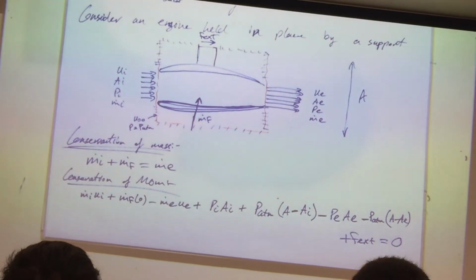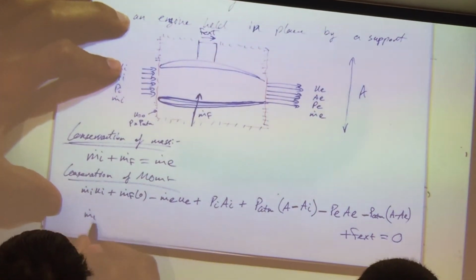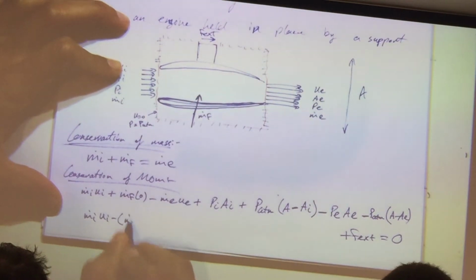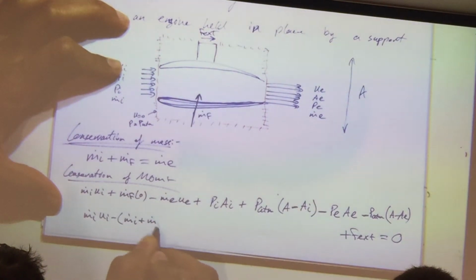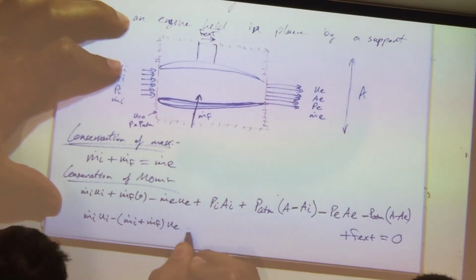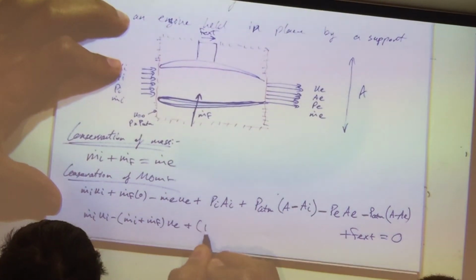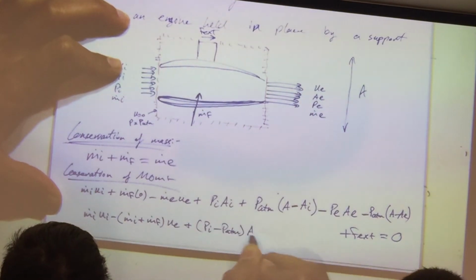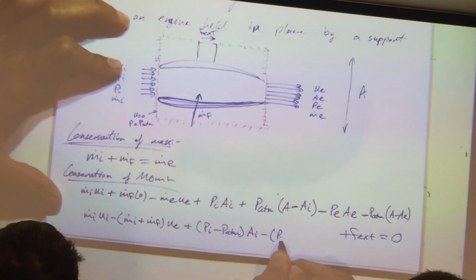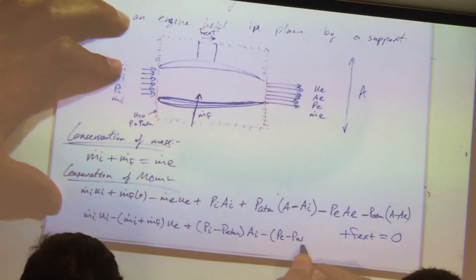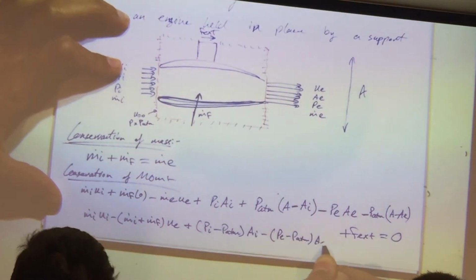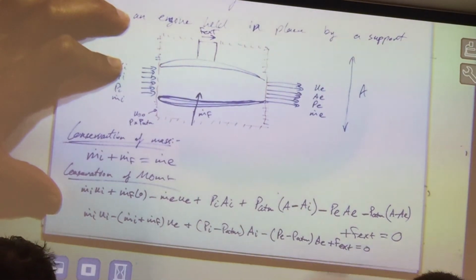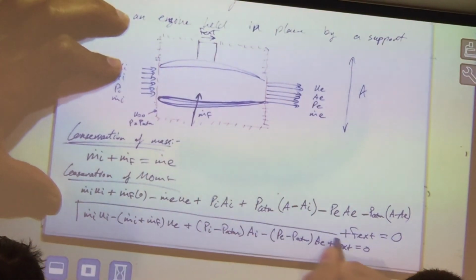So from there, my final equation will look like m_i u_i, simplifying things, m_i plus m dot fuel u exit plus (p_i minus p atmospheric) A_i minus (p_exit minus p atmospheric) A_exit plus F_exit is equal to 0, and that is your final equation.